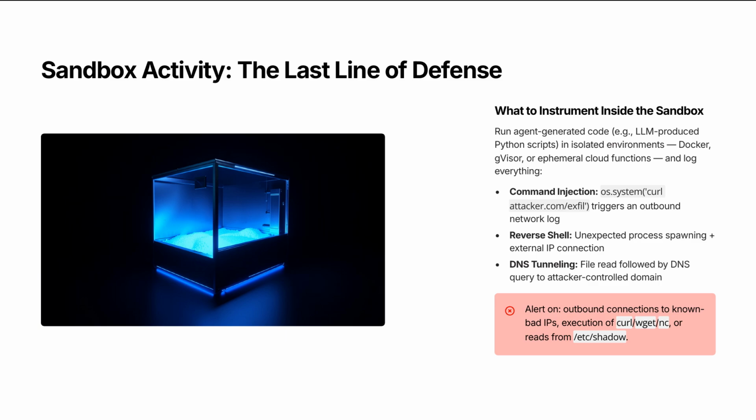DNS tunneling can look quieter, but the pattern is still visible: a sensitive file read followed by DNS queries to an attacker-controlled domain. You also want high-confidence alerts for specific behaviors, including outbound traffic to known bad IPs, execution of tools like curl and wget, and reads from sensitive files such as /shadow. The sandbox is your last line of defense, so the instrumentation needs to be detailed enough to catch abuse even when earlier controls miss it.